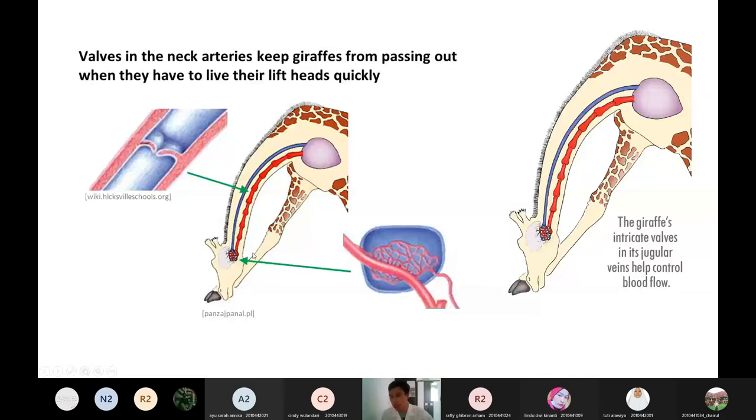But what is the particular design to overcome this problem? As you see here, they have a very specific valve in their blood vessels. Valves in the neck arteries keep giraffes from passing out when they have to lower their heads quickly. So they are very well designed, and therefore there is no problem, because this pipe design could prevent the very high pouring of blood from the heart into the brain when they lower their heads.